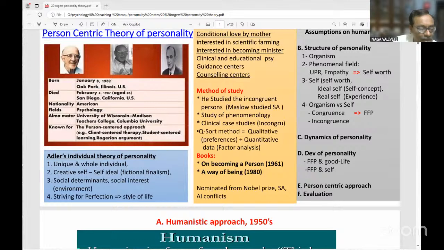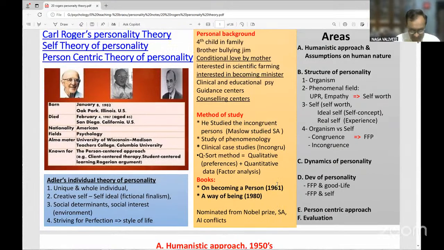Now we see Carl Rogers. Okay. Now Carl Rogers. The humanistic theory of personality. It is also called Rogers personality theory, self theory of personality, or person-centered theory. It is based on humanism. It is highly influenced by Adler. We already discussed them.